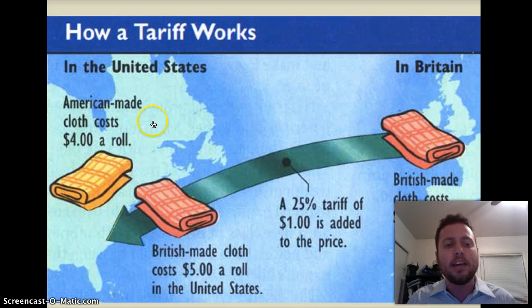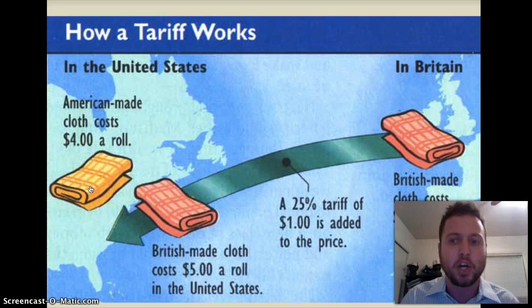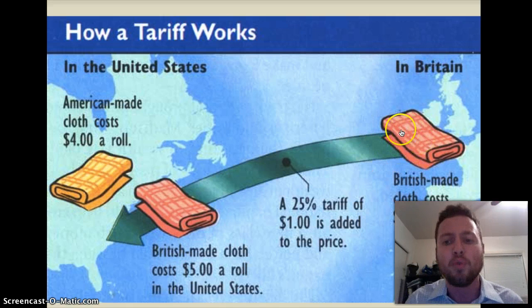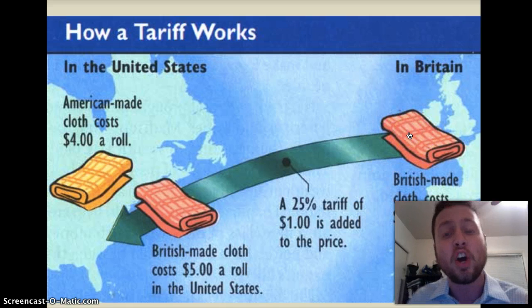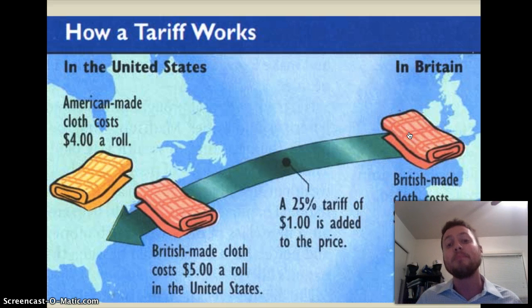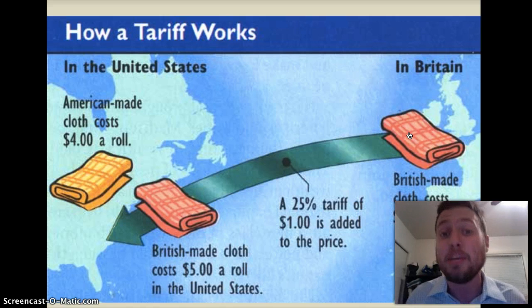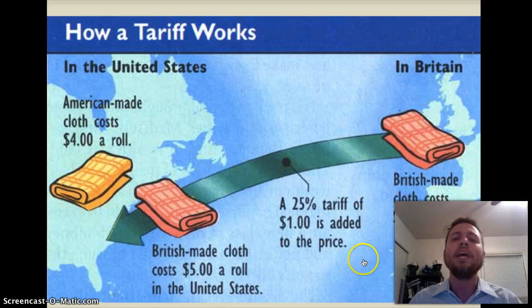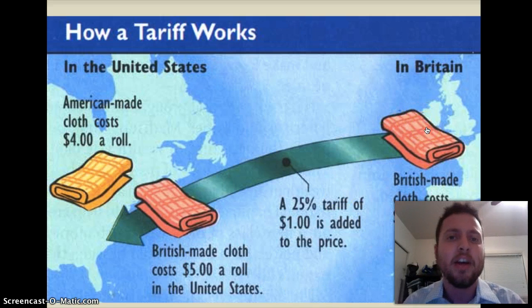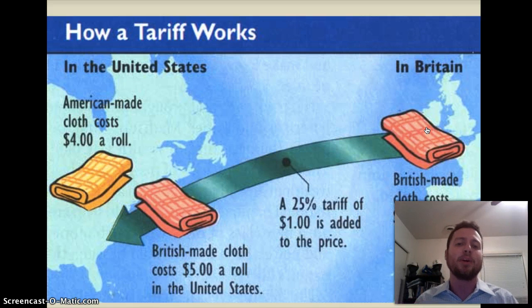The theory here, look at this piece of cloth right here. This nice bed sheet was made in America. It costs $4. This British one was made in Great Britain. It costs $4. Now, sometimes the British one would even be cheaper than the American one. We, the United States, do not want people to buy British stuff. So how do you make the British stuff more expensive? Well, put a tariff on it.